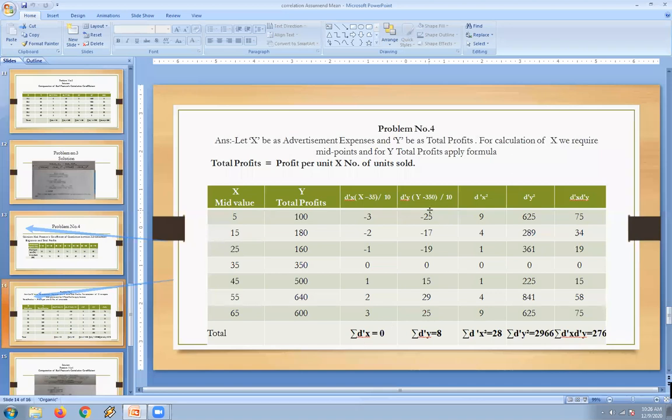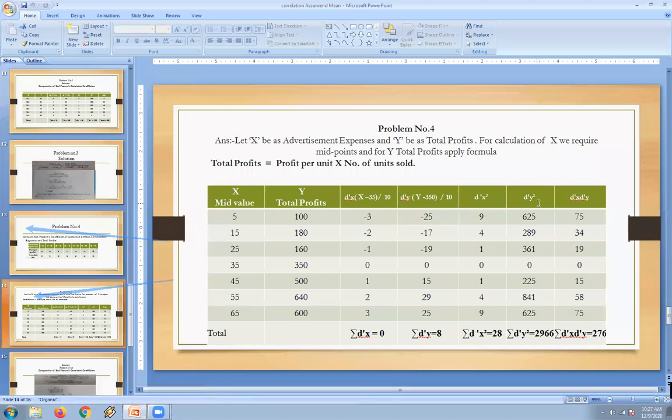In the same manner, d dash y also is y minus a divided by 10. So here we can take 10 or 100, whichever you feel like, as a common factor. We have taken 10 as a common factor. The value of a is 350. So 100 minus 350 divided by 10, 180 minus 350 divided by 10. If it is plus, it is plus; if minus, you have to write minus along with the numbers. Then the sum of d dash y is 8. Then the d dash x value has to be squared, so we got the total, the sum of d dash x square, which is 28.